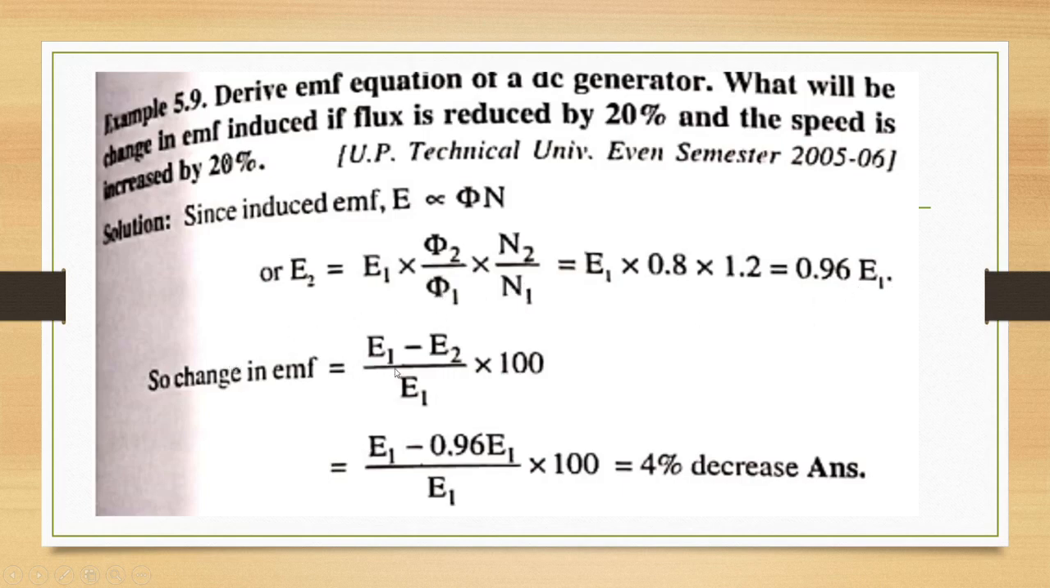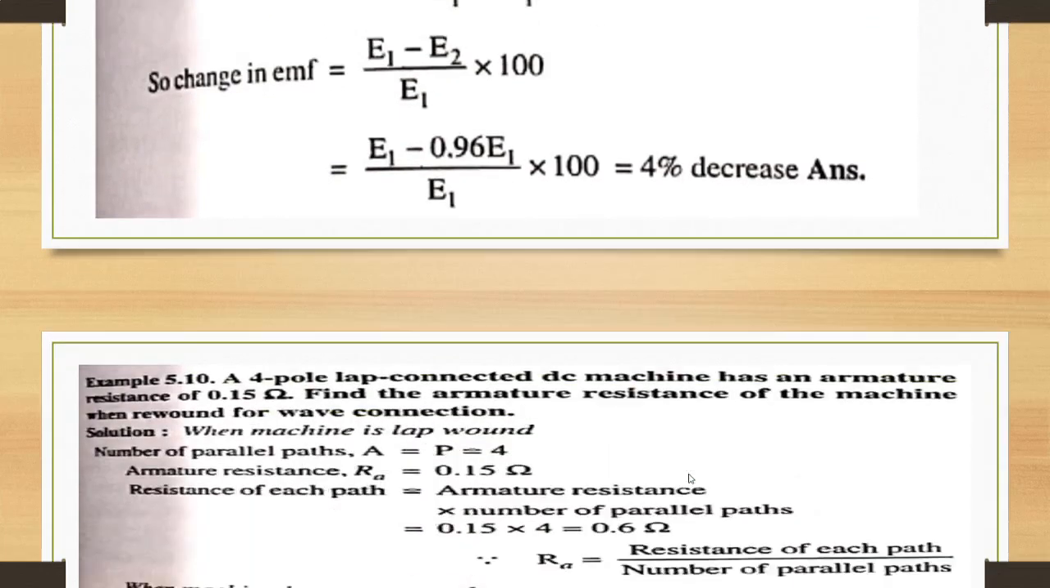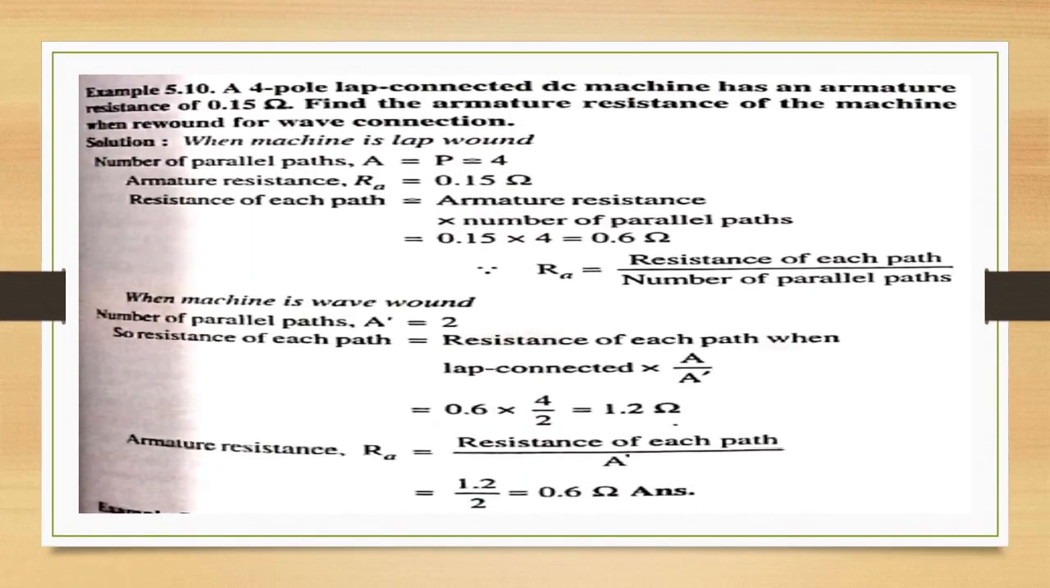Change in EMF is equal to E1 minus E2 by E1 into 100. That is E1 minus E2, where E2 is 0.96 E1, divided by E1 into 100. That is a 4% decrease. Next numerical.